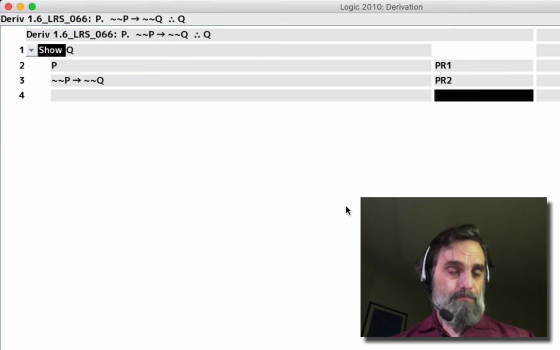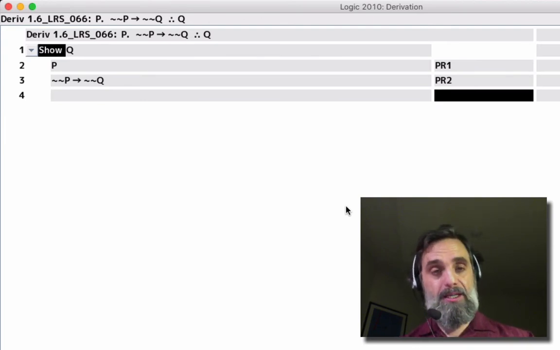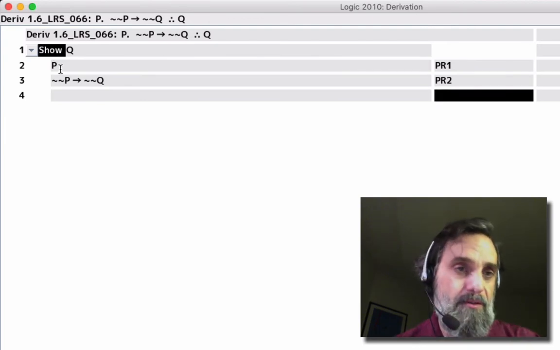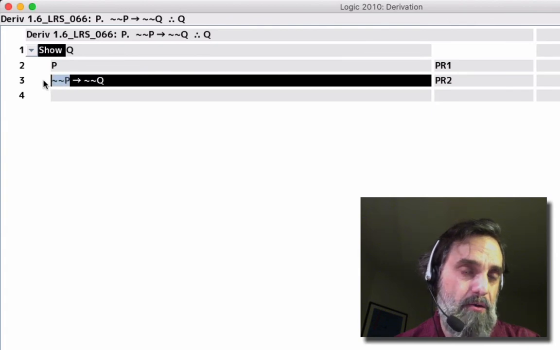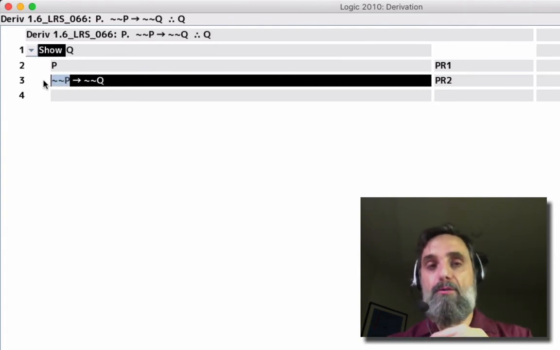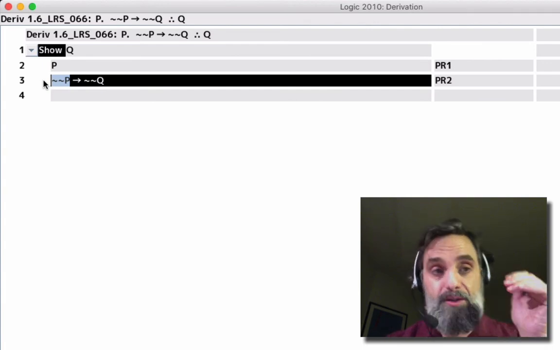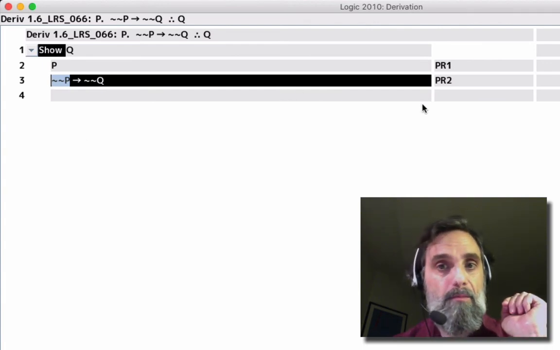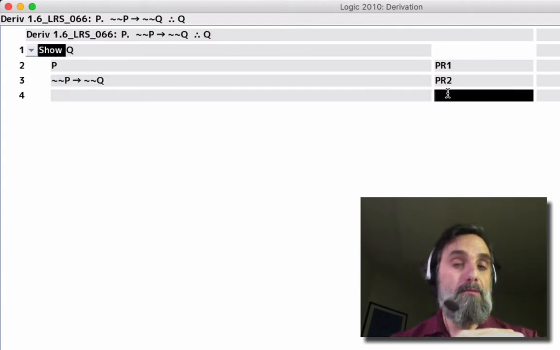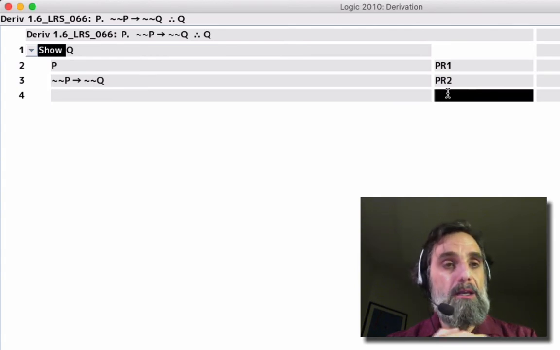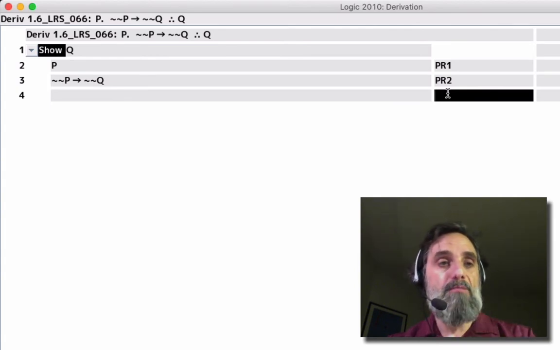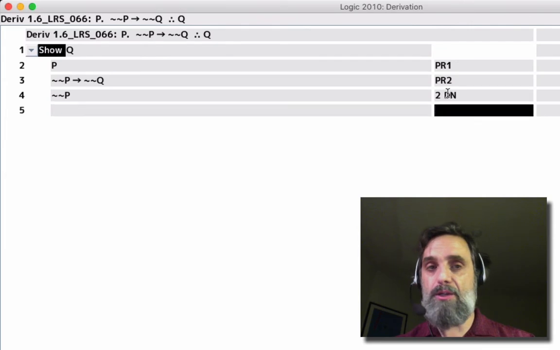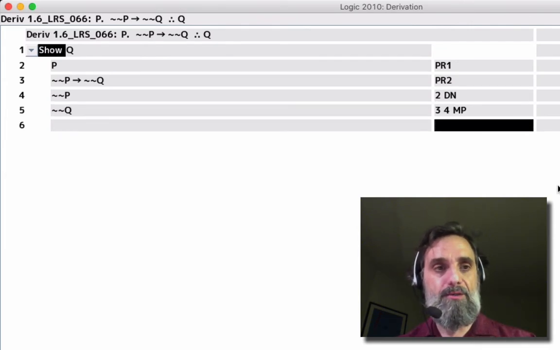For MP with line 3, we need the antecedent of line 3. The antecedent of line 3 is that whole thing. So we want to see if we can get this whole thing, negation, negation, P. Well, can we? We can. We can get negation, negation, P from line 2. We can apply double negation to line 2. That gives us negation, negation, P. And we'll apply modus ponens to 3 and 4.